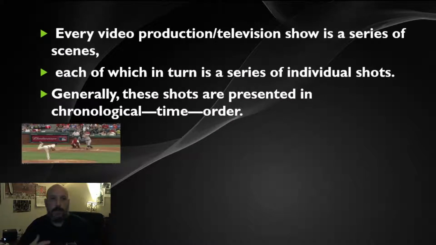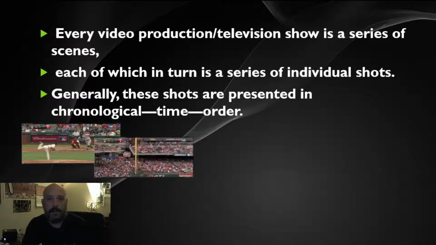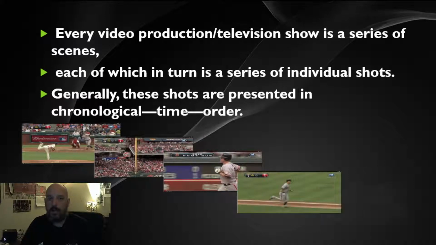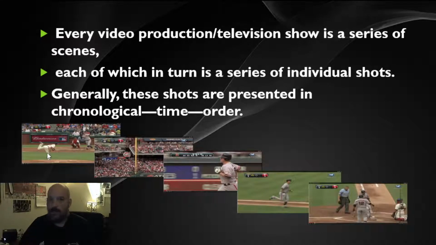Every production in a television series is usually a recorded set of scenes that tend to happen in chronological order. What you can see in the video I have here is a pitcher pitches the ball, a batter hits it, it goes into the stadium as a grand slam, a home run, and then you see the runner run around the bases, and they wind up going home.